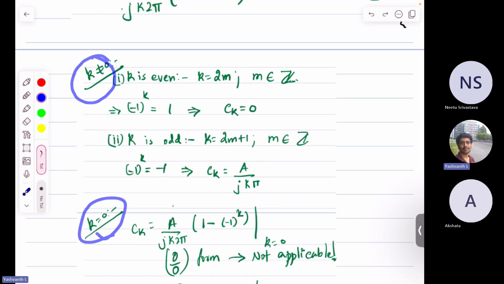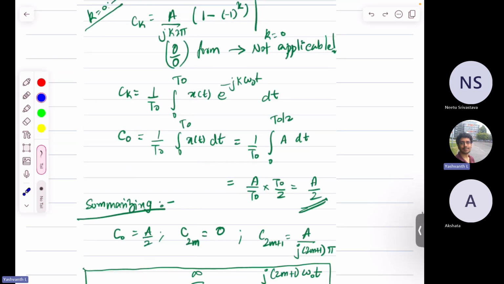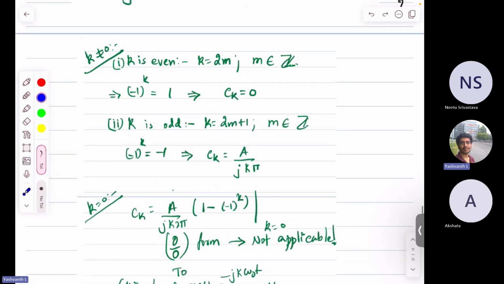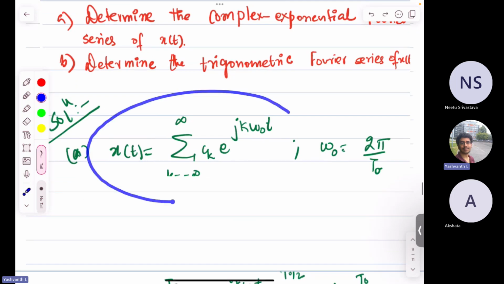For k equal to 0, what do you do? Go back to the expression. You remember this was the expression for ck, and when you put k equal to 0, e power 0 will go to 1. So it's just 1 by t naught into integral 0 to t naught x of t dt. And this is the same as this guy, because the second term from t naught by 2 to t naught is equal to 0. So the integral is only from 0 to t naught by 2, where x of t is equal to a. So evaluate this, you get c naught equal to a by 2. So I have c naught equal to a by 2. And for any other ck, whenever k is even, it is equal to 0, and when k is odd, it is equal to this number.